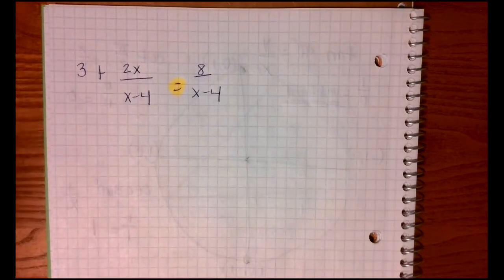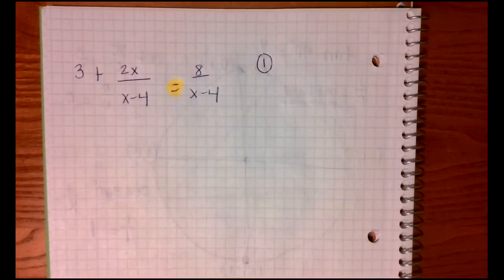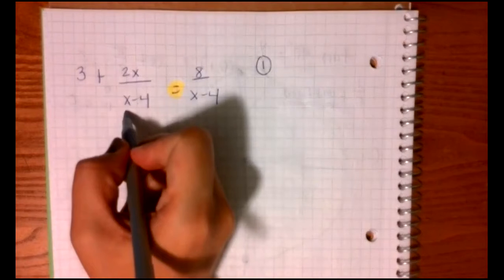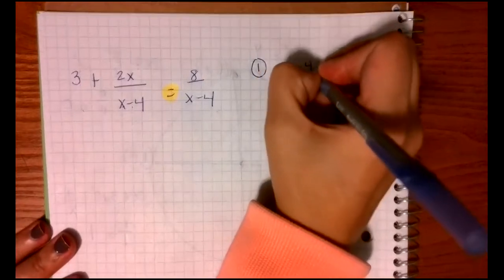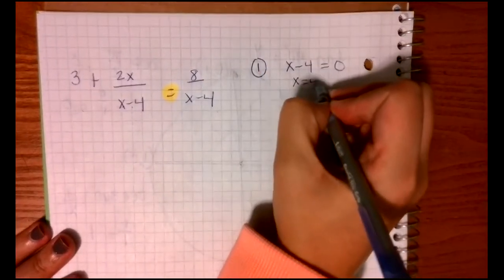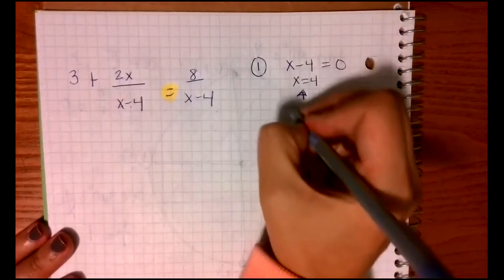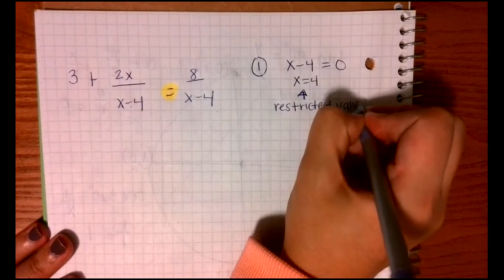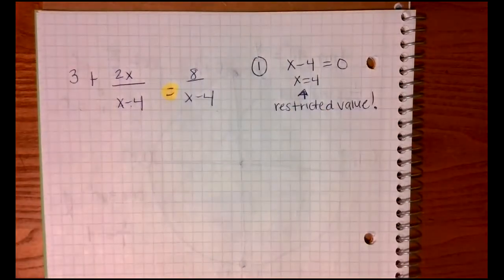All right, so first thing we said we want to do, we find any restricted values, any undefined values. And we do that by looking at anything in the denominator that has an x, which I see x minus 4. I see it twice, but I only need to solve it once. You take the denominator and set it equal to 0, right? So x equals 4. Now that is not the solution. That is a restricted value. And we're going to come back to that at the end when we've solved.